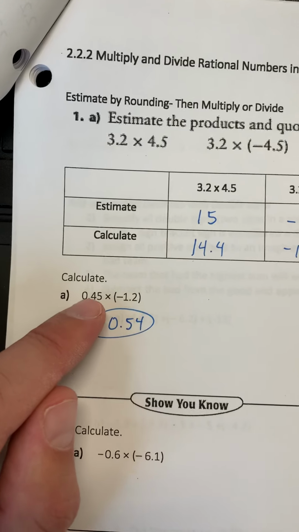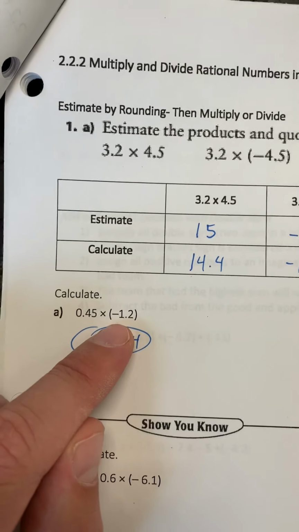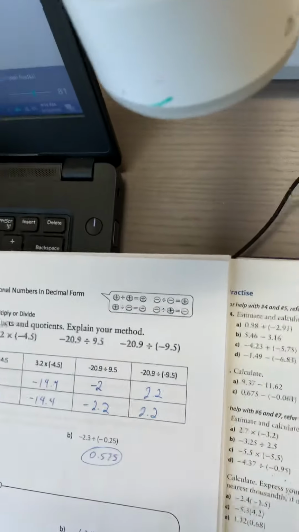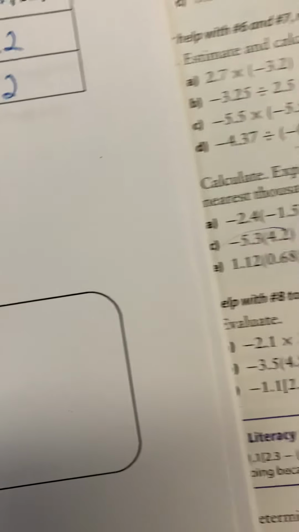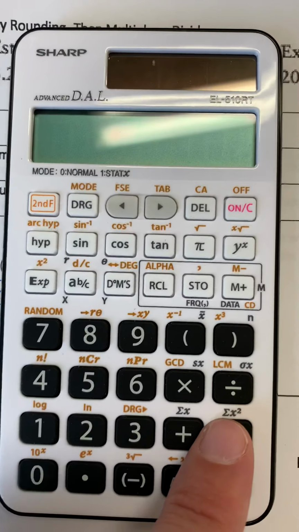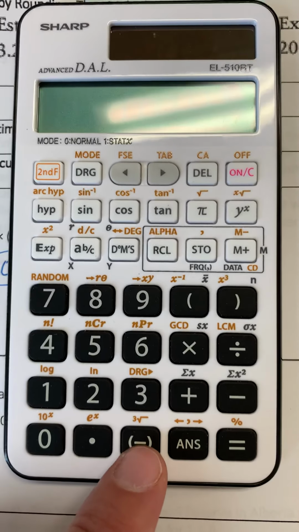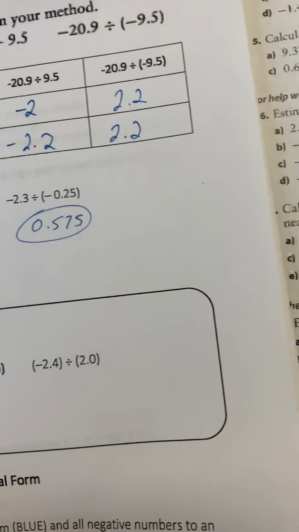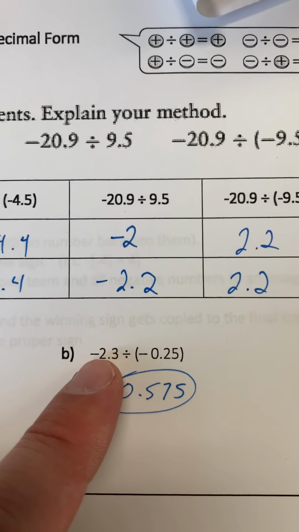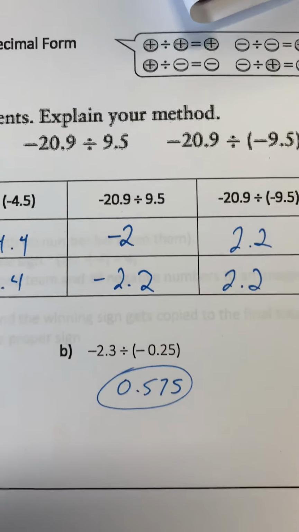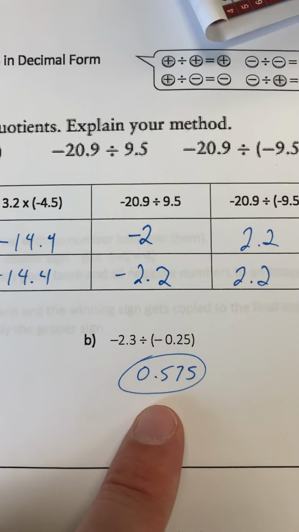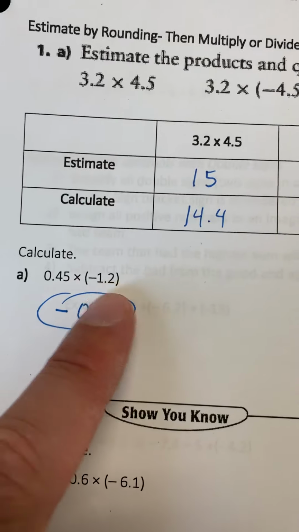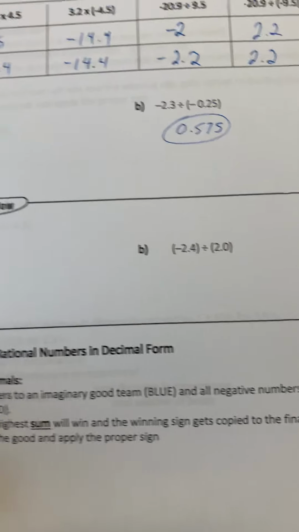Here we're just doing some calculator work. 0.45 times a negative 1.2. So the negative I'm talking about is not the subtract button, but rather a negative in the brackets. And this one up here is the same thing. So it's negative 2.3 divided by negative 2.5. Even number of negatives gives you a positive. Odd number of negatives gives you a negative. And now show you know in this section. And that's as far as we got in the notes.